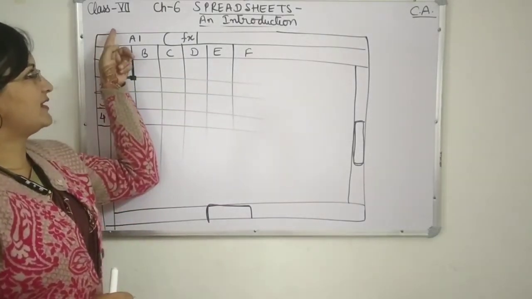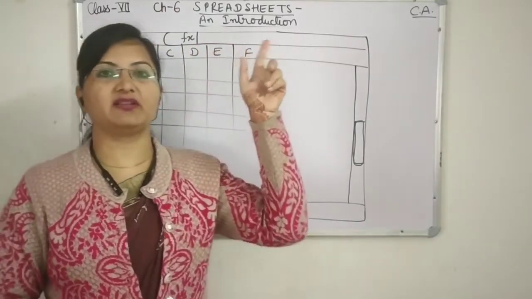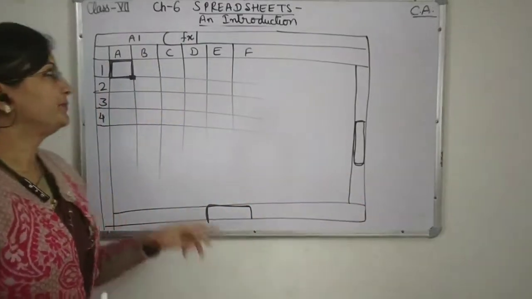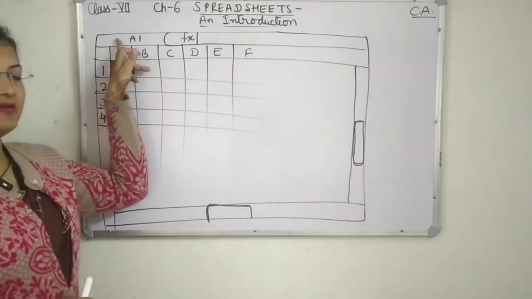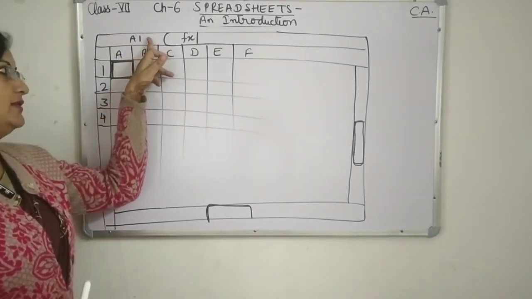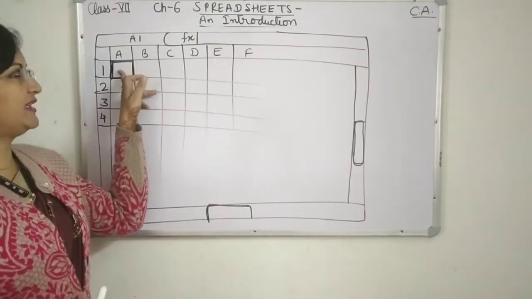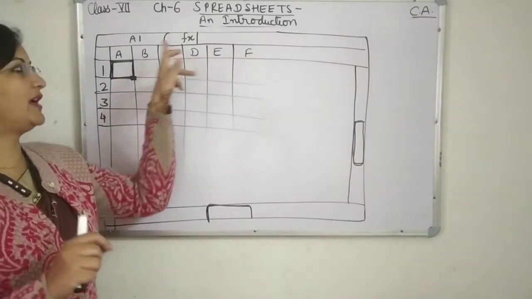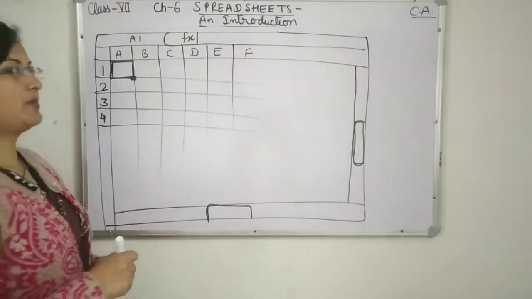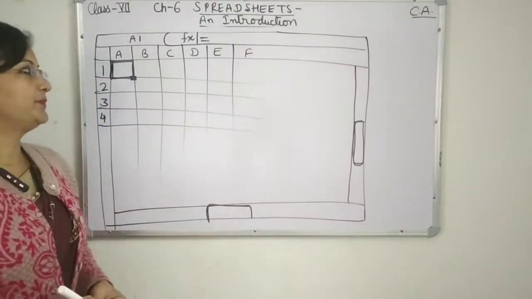The tools above are actually the ribbon. All tools are categorized in the ribbon. This is the address bar. When we select any cell, we will be able to see the address of the cell here. Here we will be able to write the formula. We have to select the cell wherever we want the formula, and here we have to type the formula. Whenever we type a formula, we write equal to and then followed by the formula.